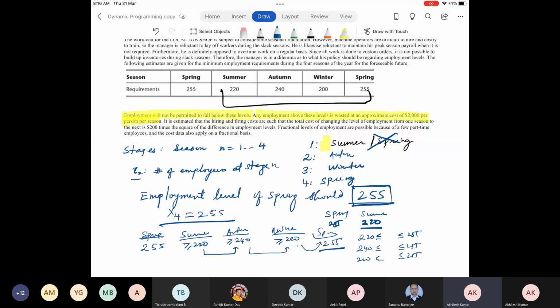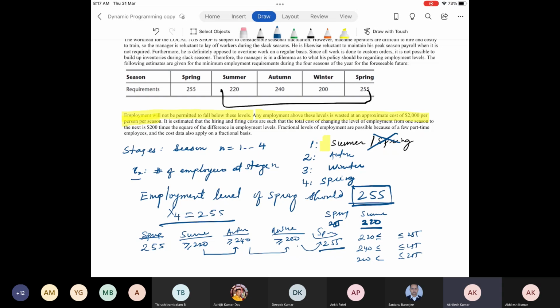Is it clear, guys? Because this is an important step. What my stages are and how I know the last stage, the last state. Because unless I know the last state, it would be difficult. You have seen all the problems. Like in the stagecoach problem, we know the last stage is California. In the distribution of effort problem, you know the remaining teams in the last stage is 0.